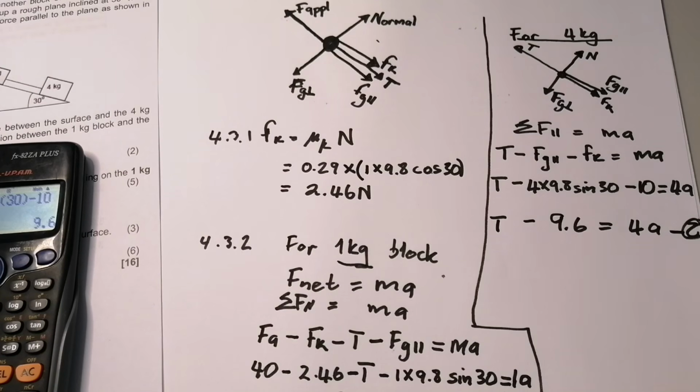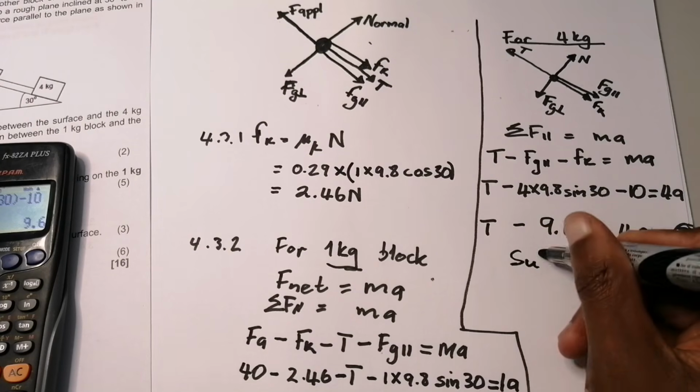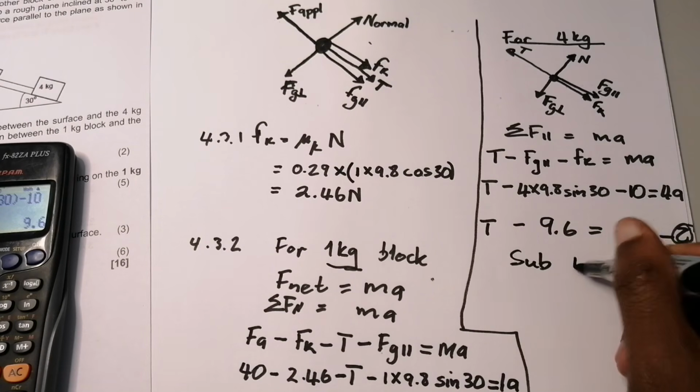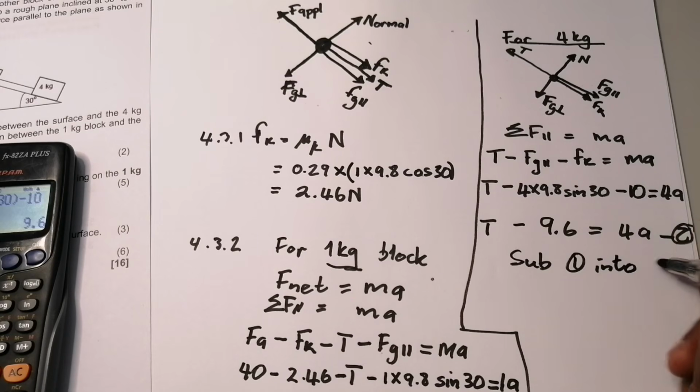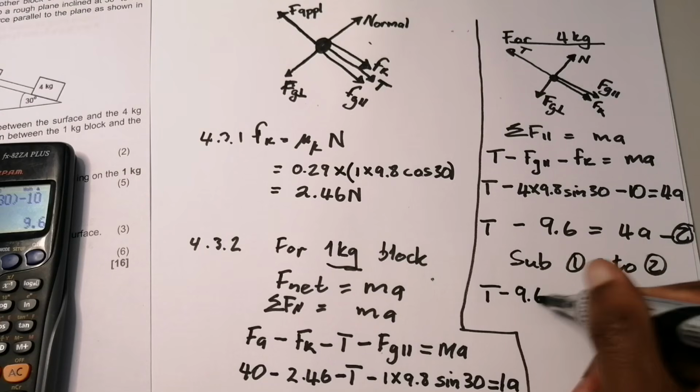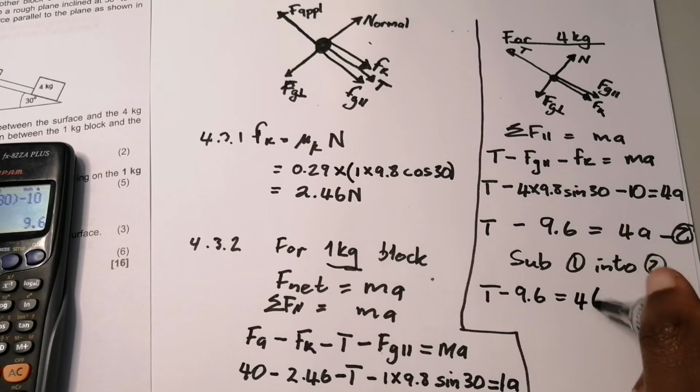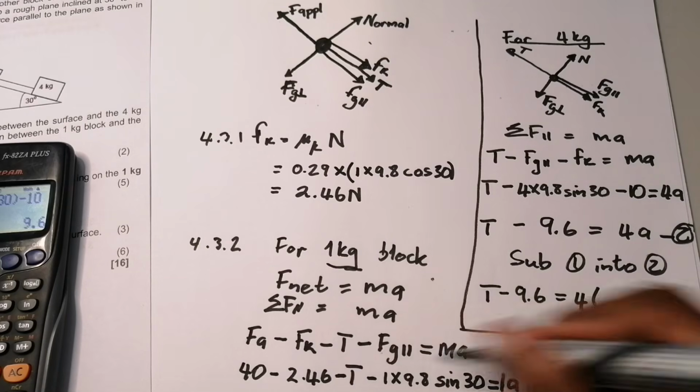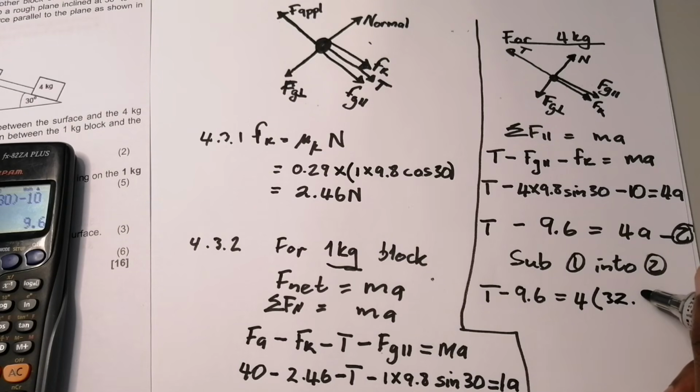Okay, right. If you want to, we are looking for the value of T. We already know that A is equals to that value, so we can substitute for that acceleration in equation 2. So you can just simply say substitute equation 1 into equation 2. Okay, so I've got T minus 9.6 is equal to 4 into, now A is 32.64, okay, minus T.